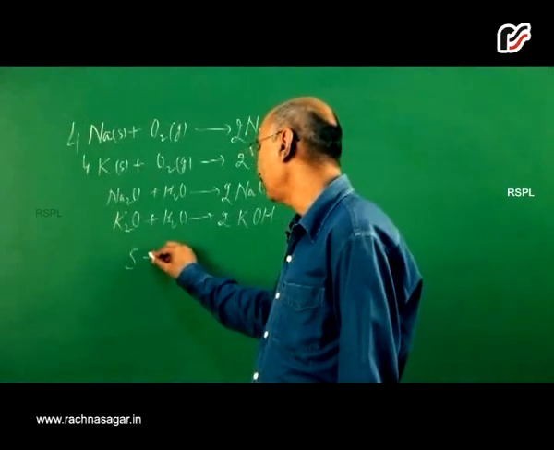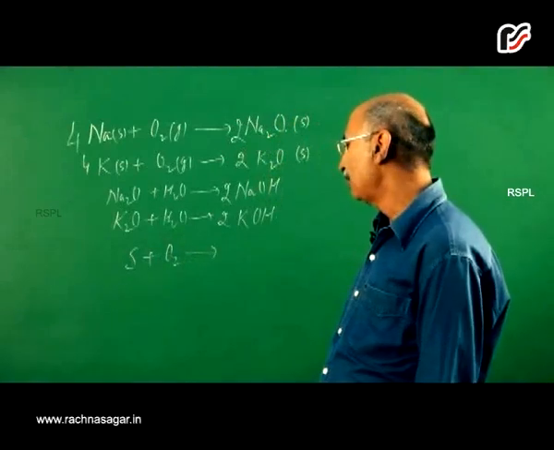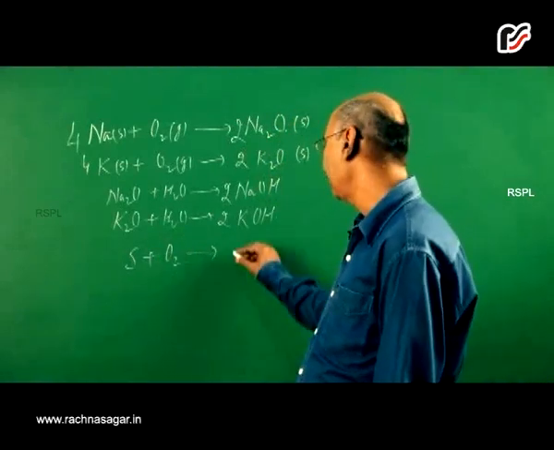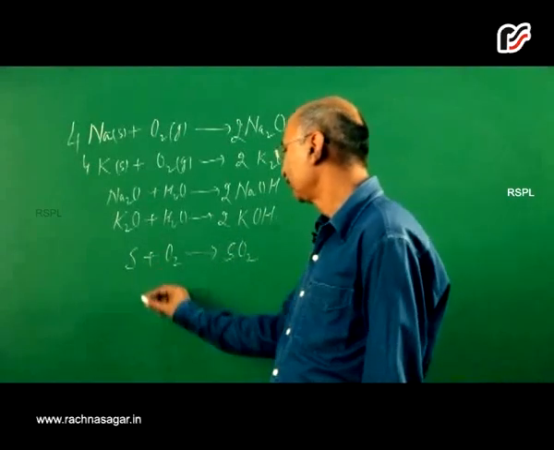When non-metals react with oxygen, they form acidic oxides. For example, sulfur burns in the presence of oxygen and results in the formation of sulfur dioxide.